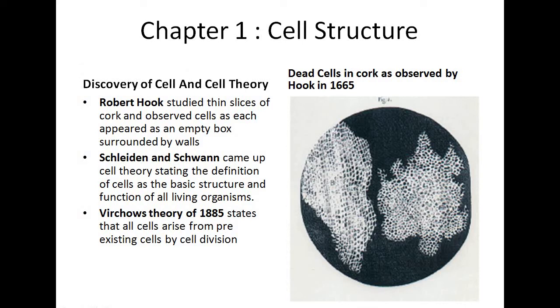Okay, what happened was that initially Robert Hooke, the scientist, studied different slices of cork. Cork is a plant material, and he observed some empty boxes in them. I have given the diagram on the side. He named them cells, and then there were two other scientists who came up with cell theory, and the basic definition that we have today of cells, that is, it is the basic structural and functional unit of all living organisms.